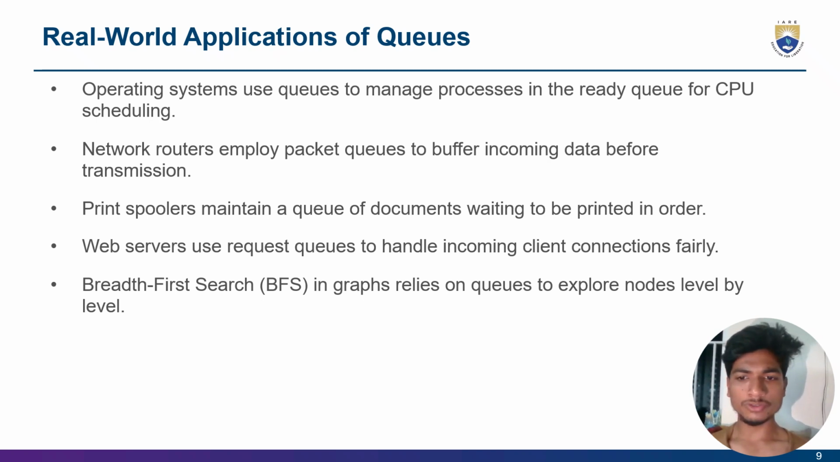So here are the real world applications of queues. Operating systems use queues to manage processes in the ready queue for CPU scheduling. Network routers employ packet queues to buffer incoming data before transmission. Print spoolers maintain a queue of documents waiting to be printed in order. Web servers use request queues to handle incoming client connections fairly. BFS, that is breadth first search in graphs, relies on queues to explore nodes level by level.